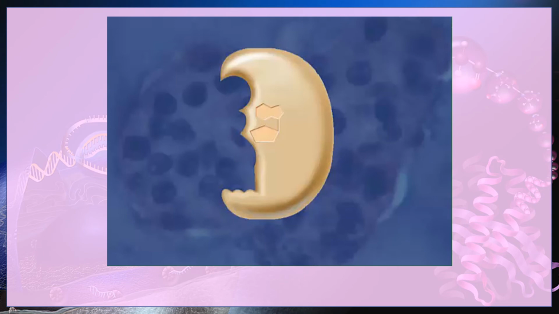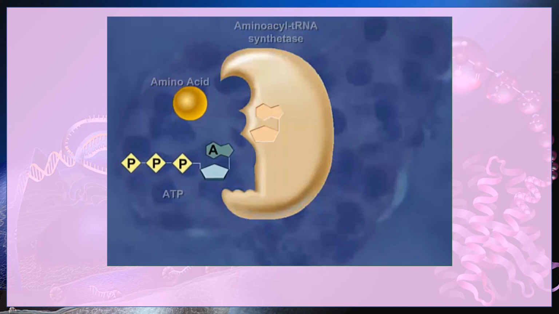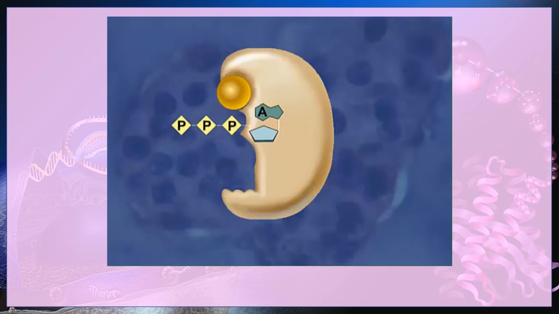Aminoacyl tRNA synthetases catalyze the formation of charged transfer RNA. To begin the process, a specific aminoacyl tRNA synthetase binds a particular amino acid and also a molecule of ATP at its active site. A covalent bond is formed between AMP and the carboxyl group of the amino acid, and pyrophosphate is released from the enzyme.